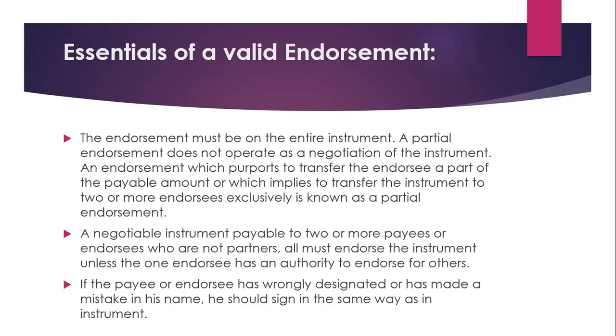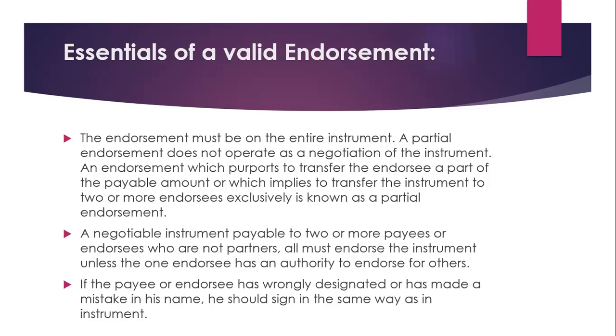The endorsement must be on the entire instrument. Partial endorsement does not operate as negotiation of the instrument. An endorsement which purports to transfer to the endorsee part of the payable amount, or which implies to transfer the instrument to two or more endorsees separately, is known as partial endorsement. So the same negotiable instrument cannot be transferred partially between two people. Say, for example, there's a promissory note of 50,000; the endorser has no right to endorse rupees 20,000 in favor of one person and keep 30,000 with himself.